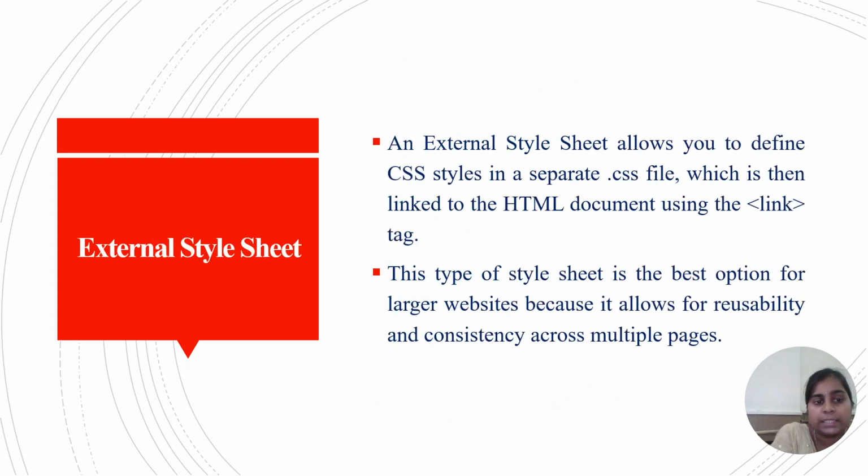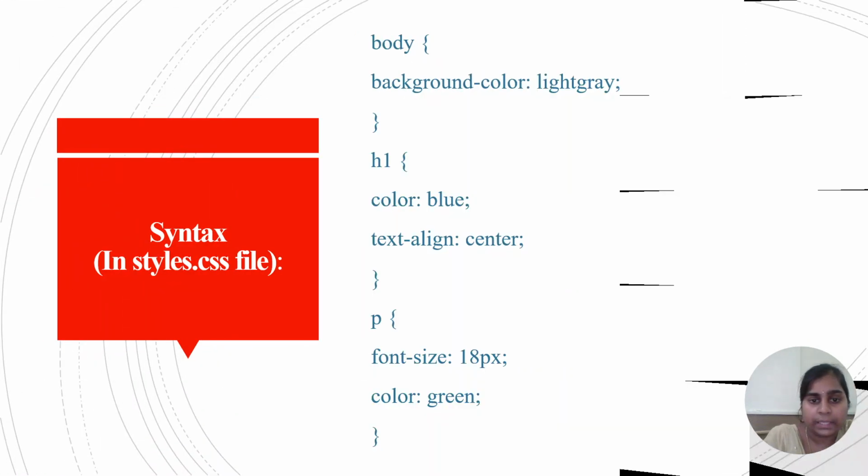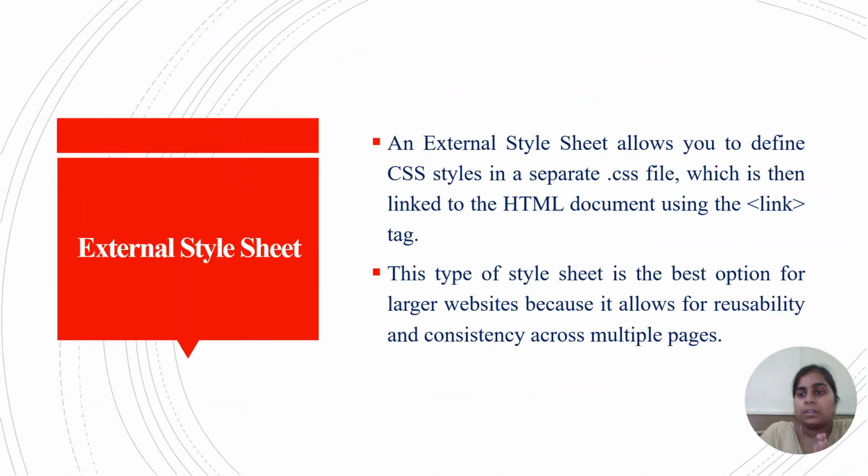And then I am having the external style sheet also, the third one, the external style sheet. An external style sheet allows you to define CSS styles in a separate CSS file. So here I am having the separate CSS file, and then I am embedding the CSS file within the HTML file, which is linked to the HTML document using the link tag. So here I am taking the link tag, and then only I can give the reference link for the CSS file in our HTML document.